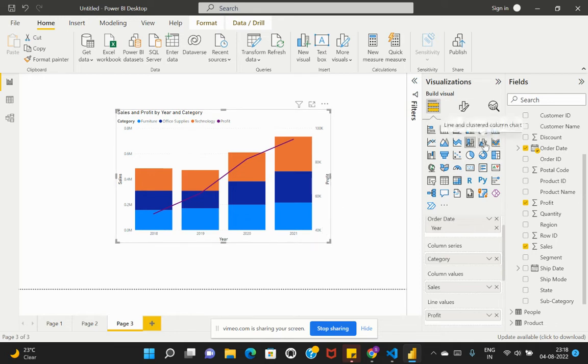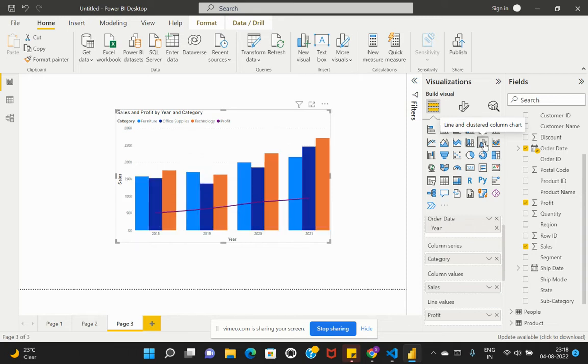Now let's go through the other chart, which is the line and clustered column chart. If you select this, the chart that you see here is similar to your bar chart. Even in the bar chart, you have the clustered column chart. So it's the same concept.